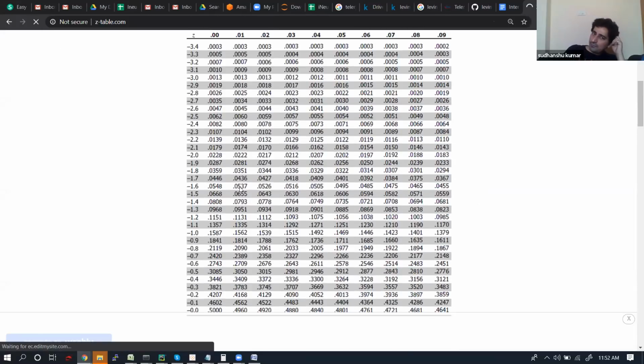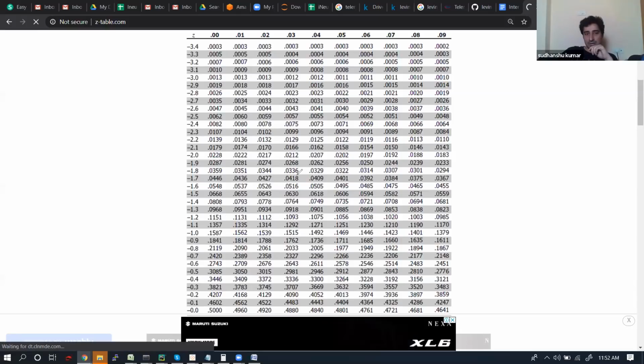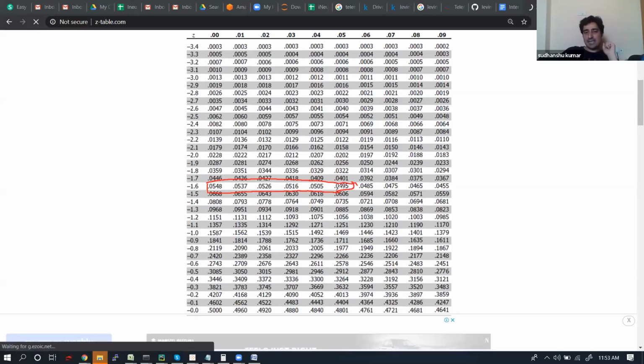So it's completely fine. If you start looking at the body of this Z table, somewhere you will be able to find a value close to 0.5. So which value is close to 0.5? I can say that this value is the closest one. 0.049 is the closest one, right? Maybe I can pick this one as well. It's completely fine.